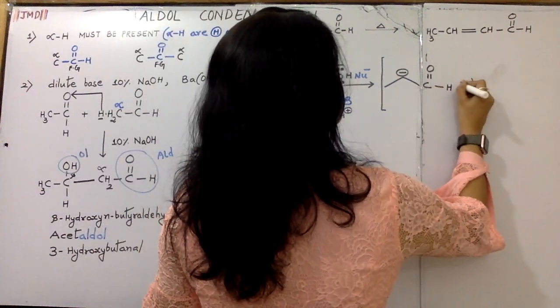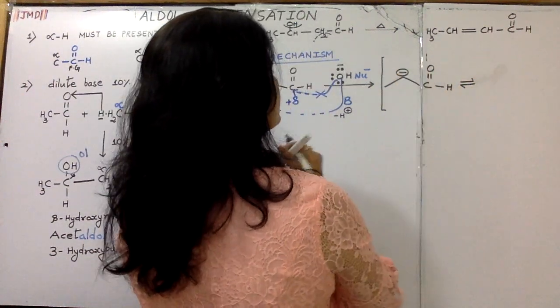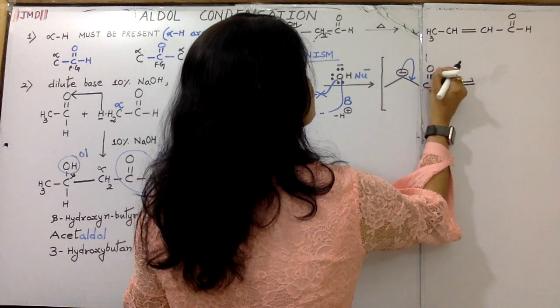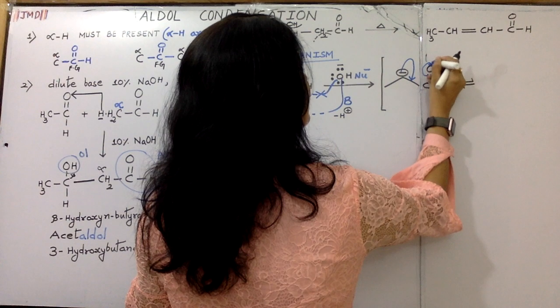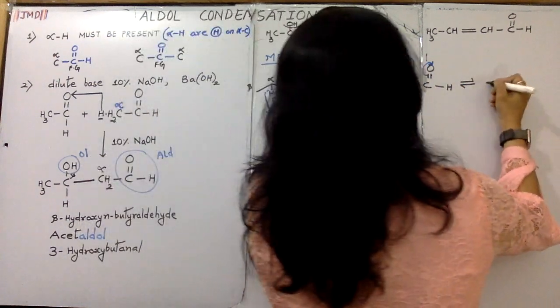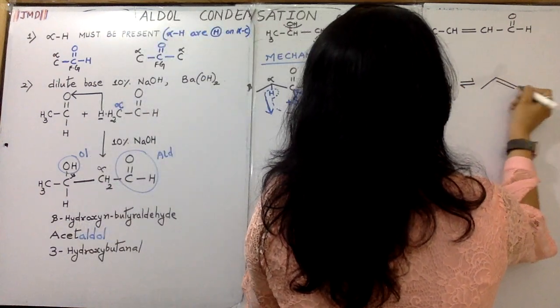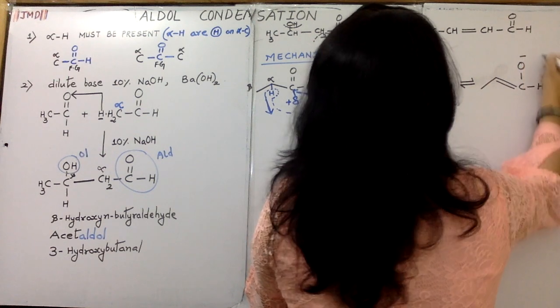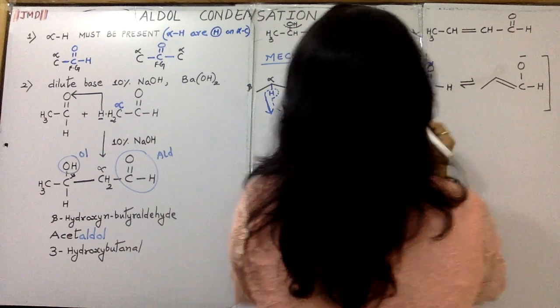Now it can have a resonating structure. See how this can resonate like this, with the negative charge moving onto the oxygen. So I'll be getting the resonating structure like this, carbon, O minus, Na plus. So these are the two resonating forms.